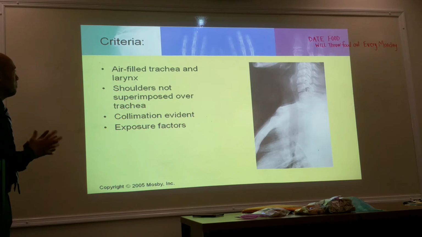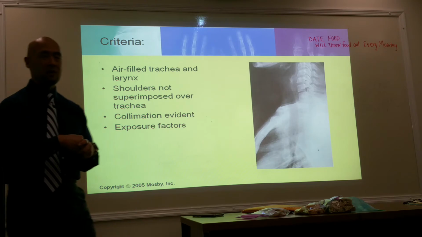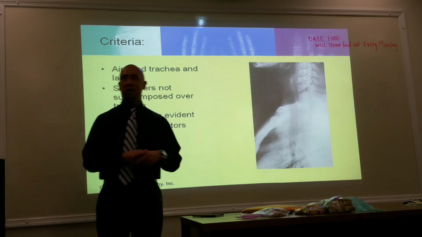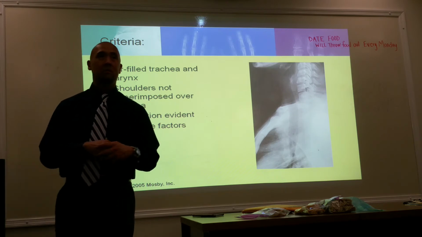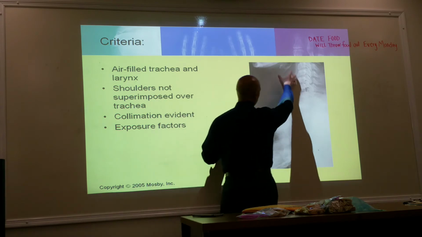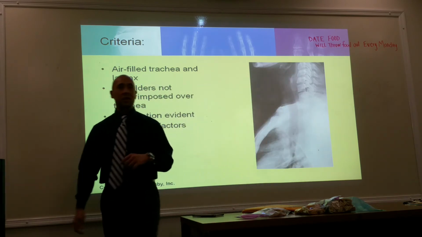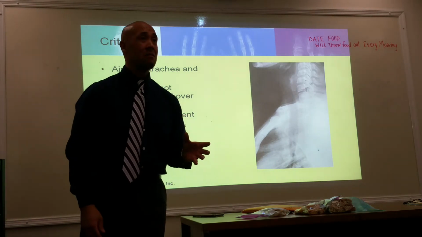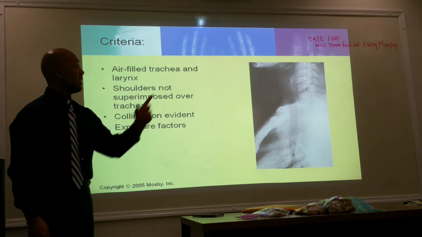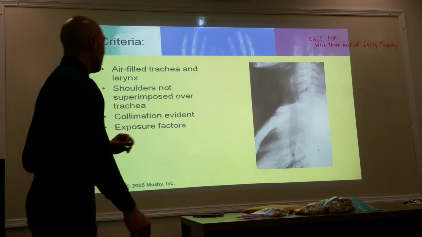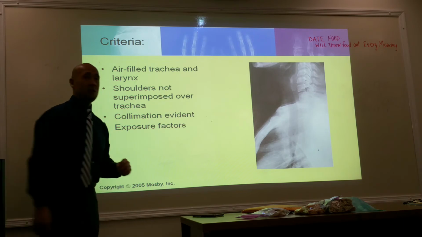Shoulders should not be superimposed over the trachea. Collimation is evident by collimating to an area of 10 by 12. With what kind of exposure factors do we want here? Because we're not looking at bone. We're looking at the soft tissue in the trachea and the surrounding soft tissue, so I'm going to be using maybe a lower kV. You're going to need to decrease your exposure factors.